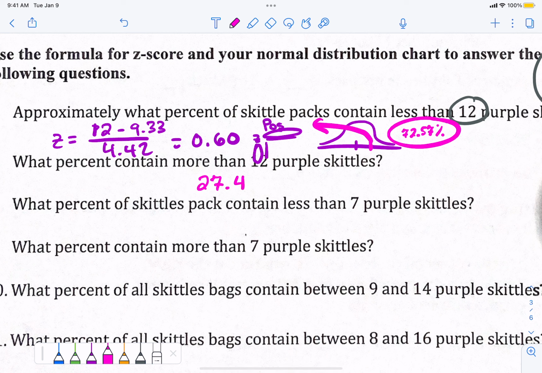27.4. 27.43. Clayton did that in his head, though. Check it. It's right. Very good. Okay. Told ya. Look at you. Never done it. Awesome. Okay. All right.